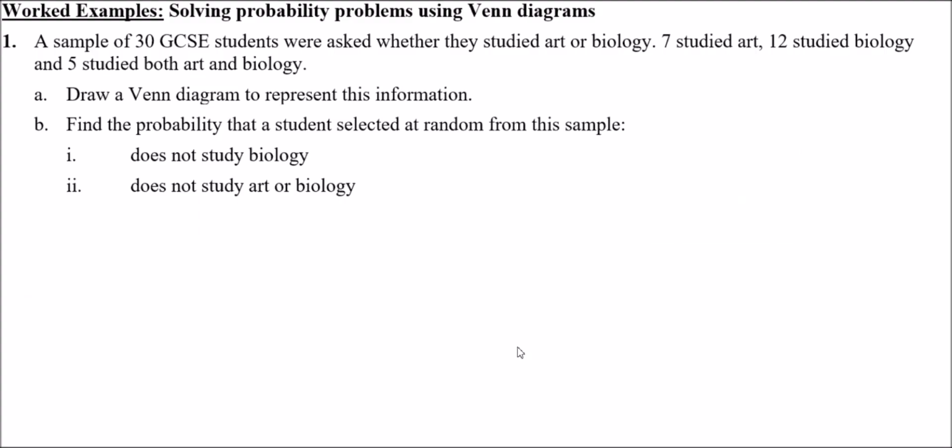Let's have a look at some exam-style worked examples. So let's see about solving probability problems using Venn diagrams. So question 1, we have a sample of 30 GCSE students who were asked whether they studied art or biology. 7 studied art, 12 studied biology, and 5 studied art and biology. So we're asked here to draw a Venn diagram to represent the information.